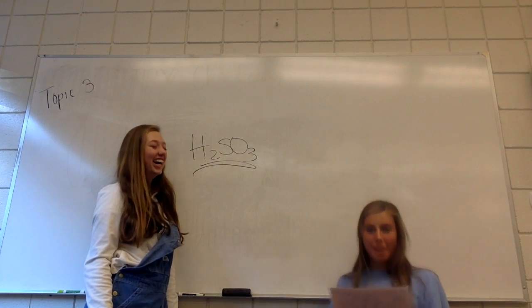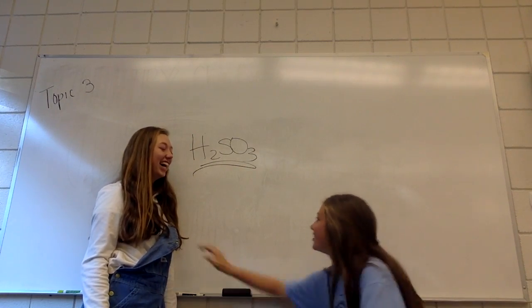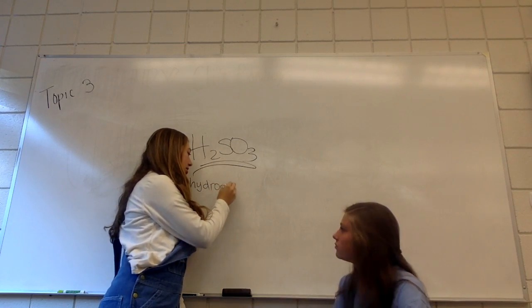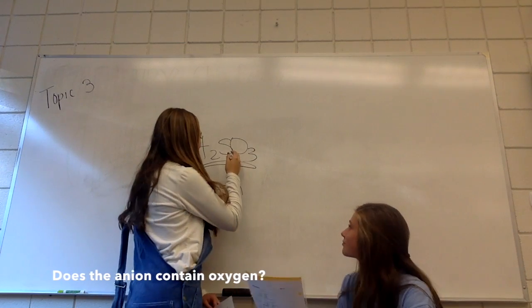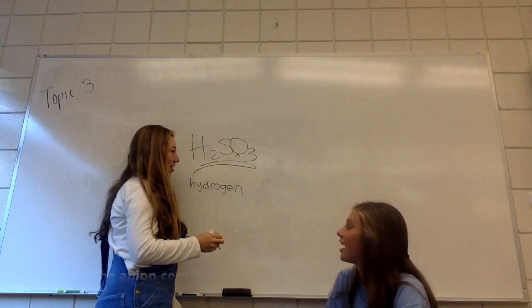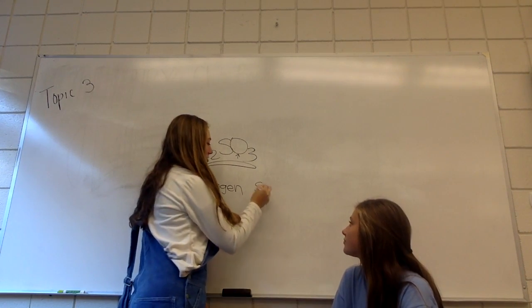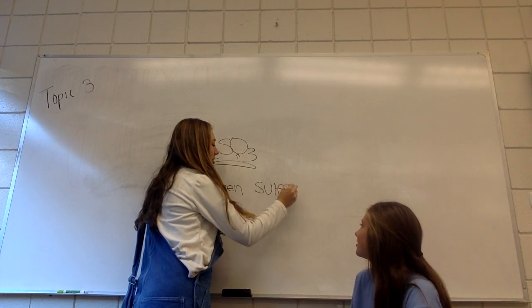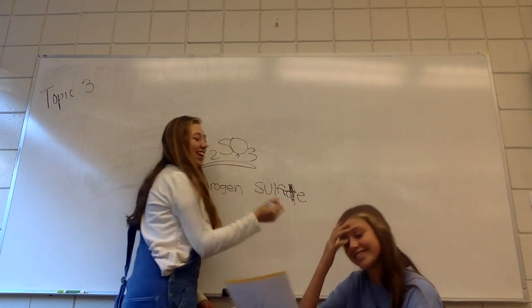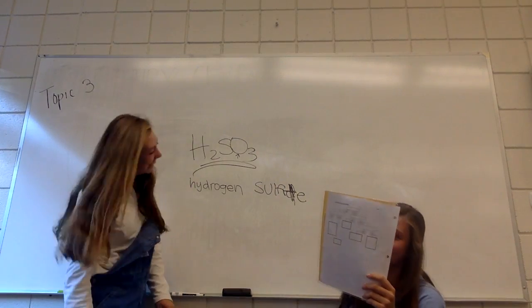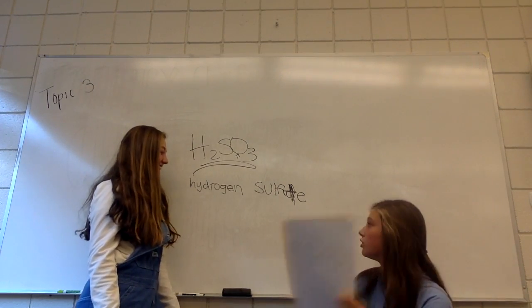So when you name acids, just remember that an acid will always have hydrogen in it. Does it contain oxygen? Yes, it does. Now you're going to ask yourself what ending your anion name has. Does it have an ite ending or an ate ending? It has the sulfite in there somewhere. Since your name has an ite ending, you're going to use an ous.